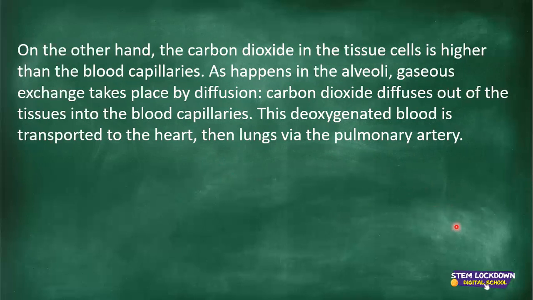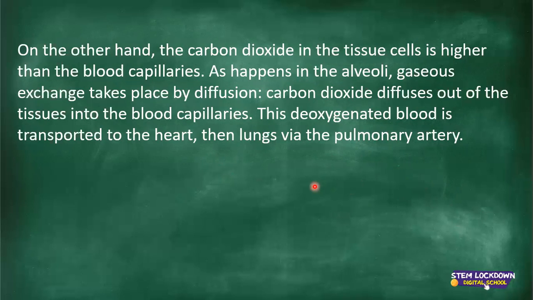That deoxygenated blood then goes to the heart and then, through what we call the pulmonary artery, this artery will transport all this deoxygenated blood from the heart to the lungs. Then from the lungs, it will be excreted by other means. I hope that is clear.